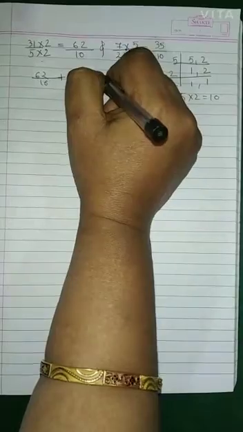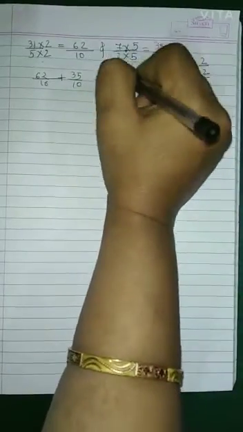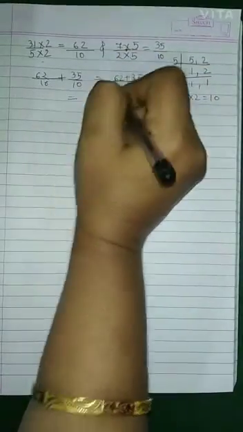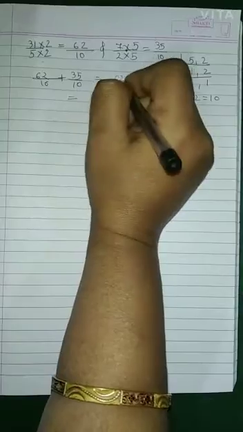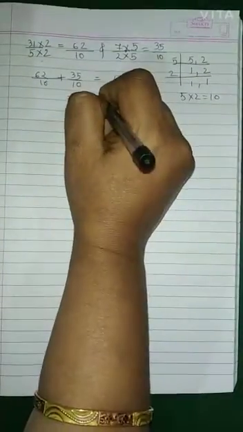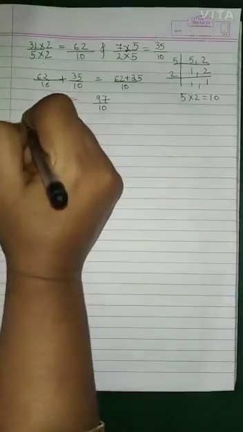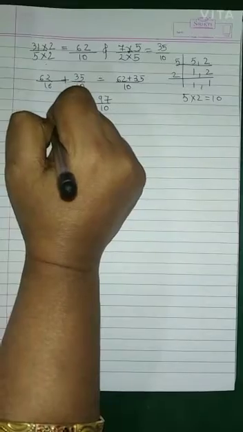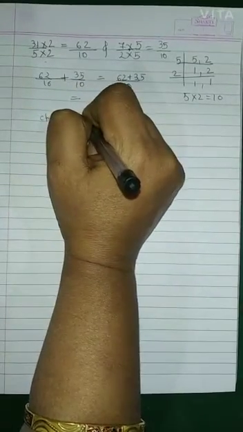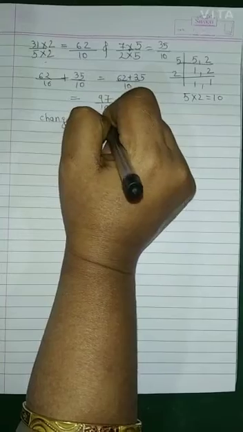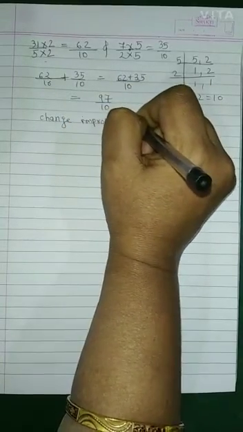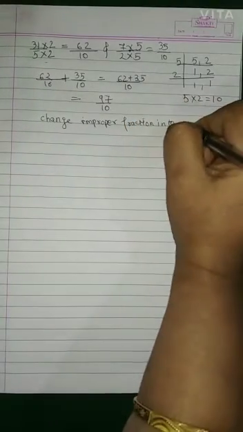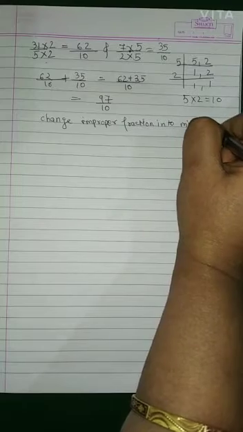Then we add 62 by 10 plus 35 by 10. Another step is we write the denominator once. 62 plus 35. 62 plus 35 is how much? 2 and 5 is 7 and 6 and 3 is 9. 97 upon 10. Then we change the improper fraction into a mixed number.